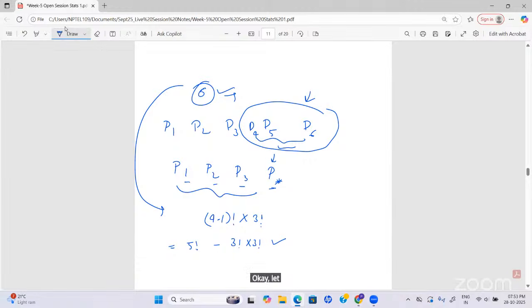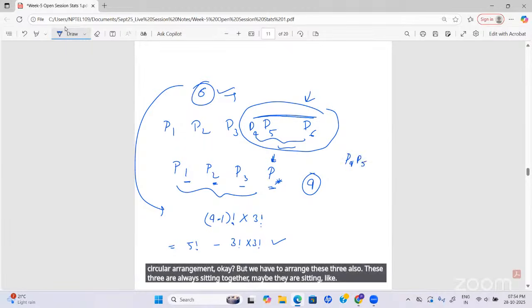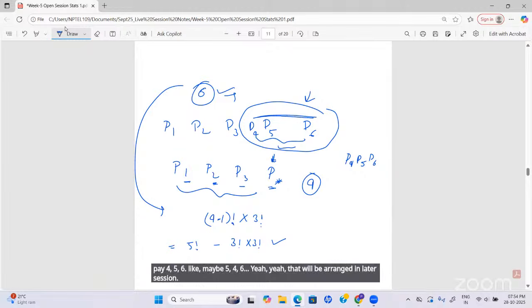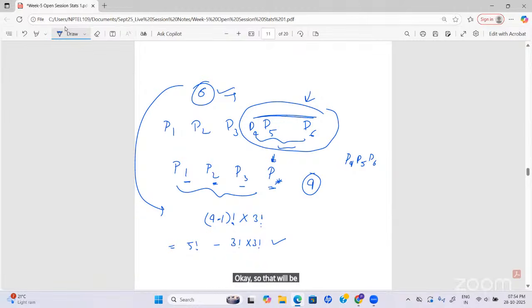Okay, let me explain again. We have merged these 3 into 1. So now we have 4 items in total. Consider these 3 as 1. So that will be 4 minus 1 factorial for the circular arrangement. But we have to arrange these 3 also. These 3 are always sitting together, maybe like P4, P5, P6. We don't consider this as circular, it is linear. That will be arranged in linear fashion. So that will be 4 minus 1 factorial into 3 factorial.